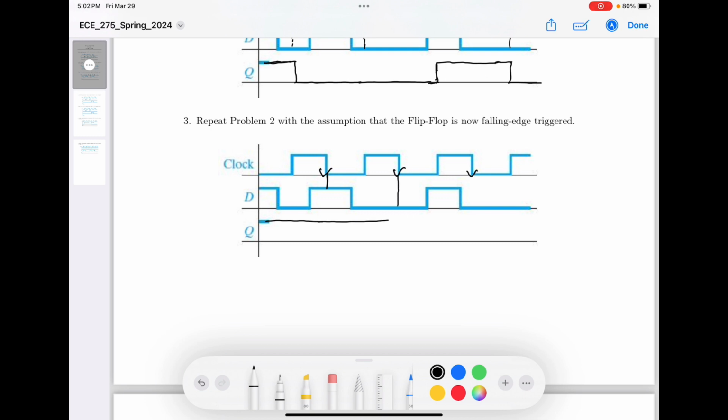At this falling edge, D is a 0, so after a slight delay, it goes to 0. Hold it. At this falling edge, D is again 0, so hold the value. So this is how a D flip-flop works.